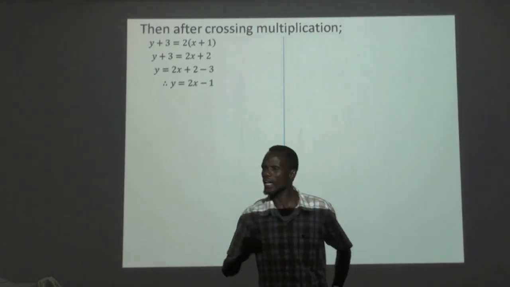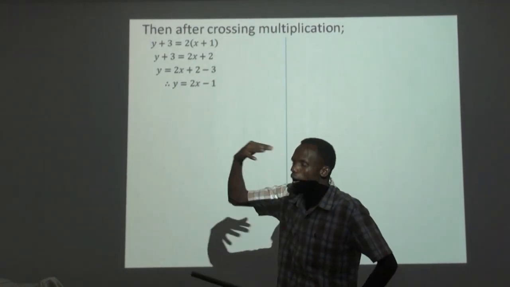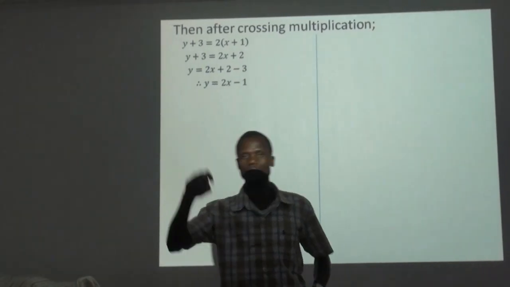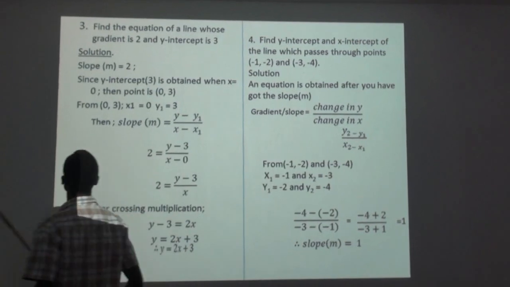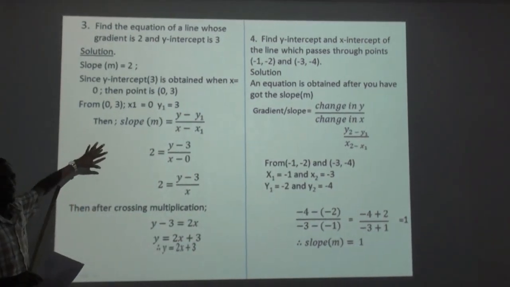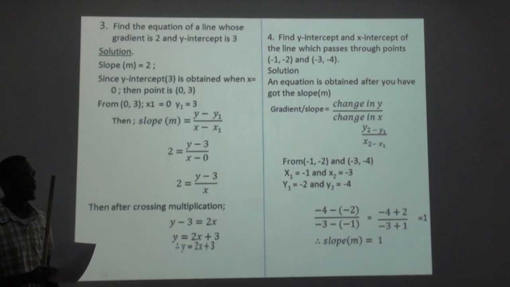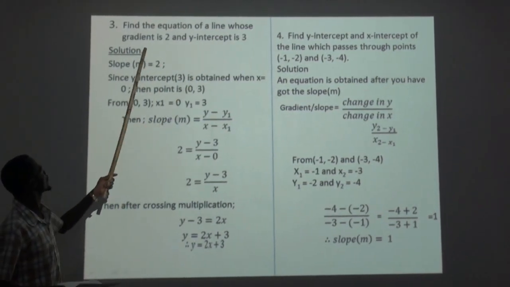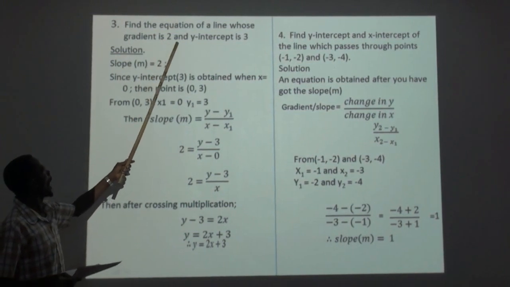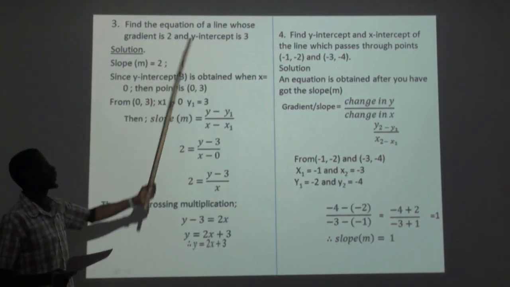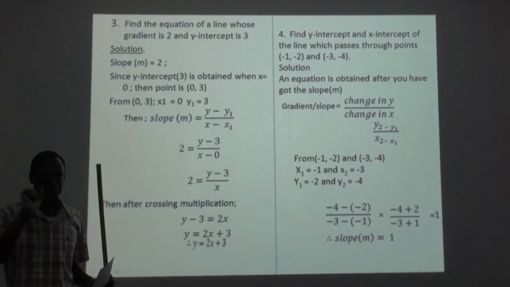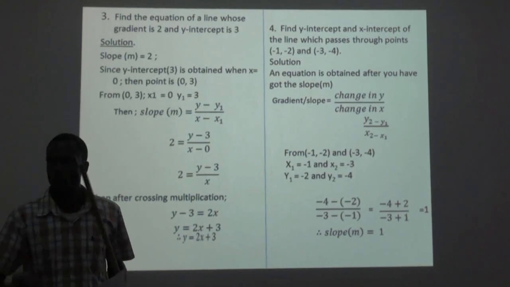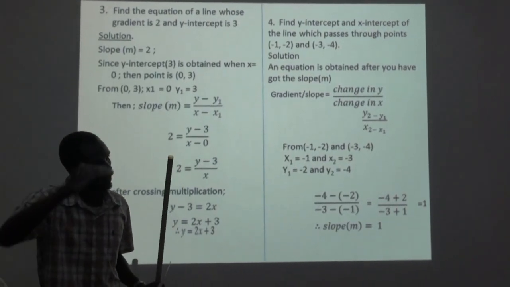But there is another way. There is another way you can be asked to find an equation, and let us see the other way. The other question is here. Find the equation of a line whose gradient is 2 and y intercept is 3. Now, to find the equation, we need the gradient.